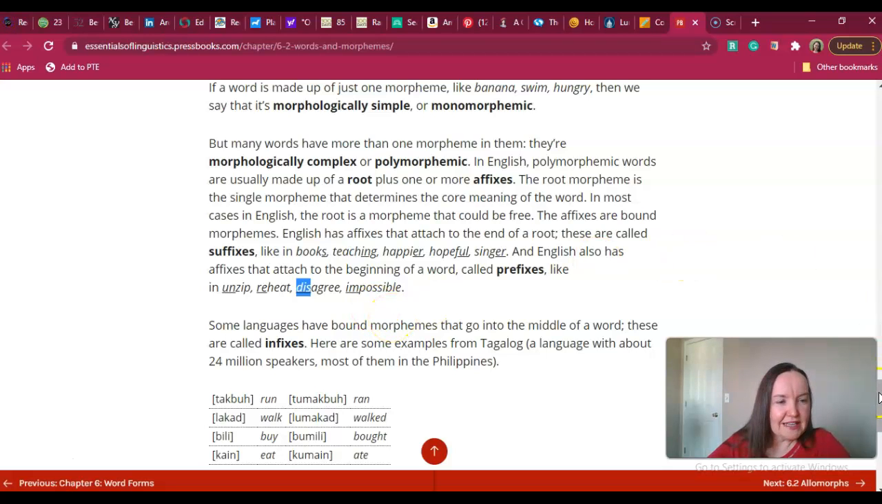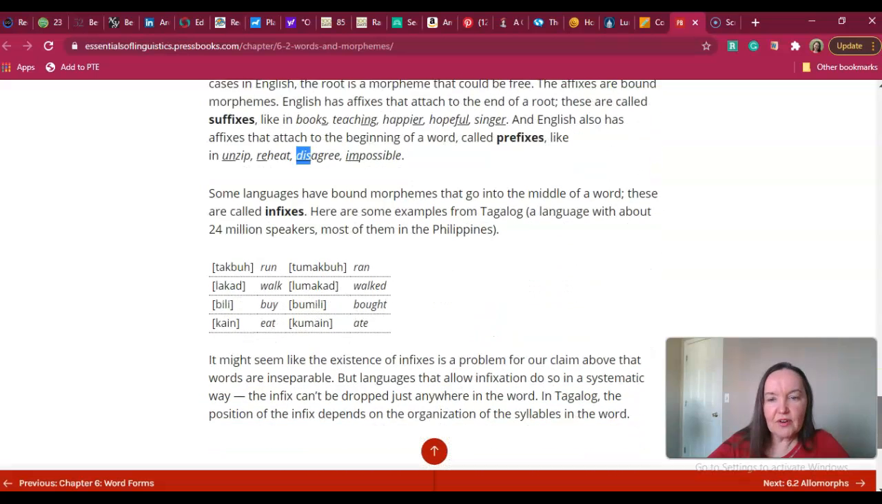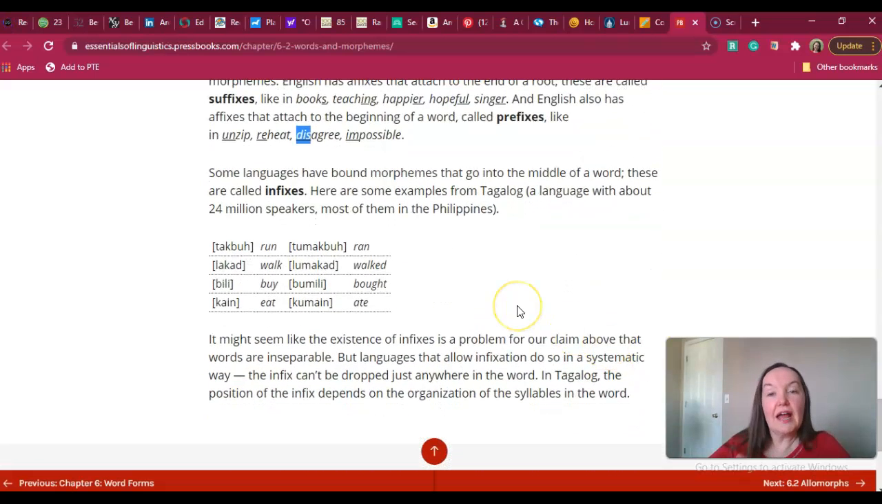Okay, and as I mentioned just a second ago, there are some languages that have a different kind of affix, so we can put suffix, prefix, and infix all into this category called affixes. Infixes are pieces of words, bound morphemes, that come somewhere in the middle of a word. So the language of the Philippines, Tagalog, uses infixes to express grammatical meaning.